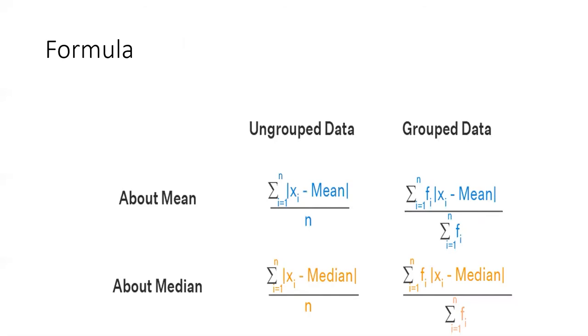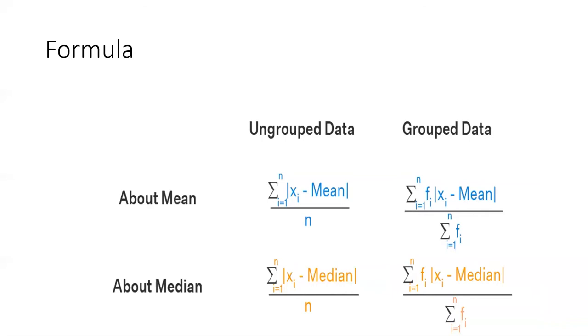Here, let's see the formula of mean deviation for ungrouped data. If you want to calculate the mean deviation about the mean, you will just take the summation of x1 minus mean divided by n. Then for about the median, if you want to calculate, it is the summation of x minus median divided by n. Then when you have grouped data, you will do summation f1 times x1 minus mean, signs will not be considered, divided by summation f1, the summation of frequency, in case of mean.